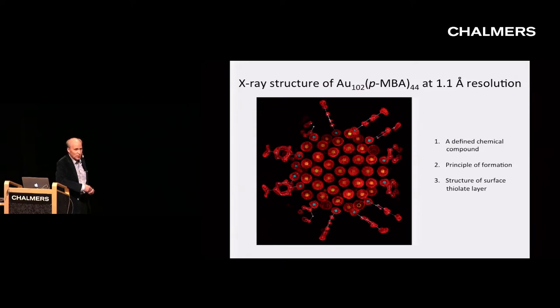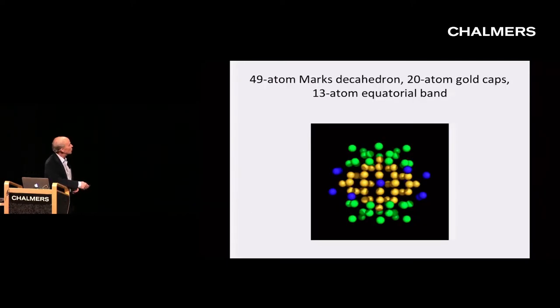It's a molecule of about 27,000 molecular weight, stable to manipulation, stable on storage. The structure, as I'll explain in a moment, reveals the principle of its formation, the reason for its stability, and also an utterly unexpected structure of the surface thiolate layer. Now, the organization of the gold atoms in the central core shows immediately what is not the principle of its formation. Here is the organization of the core.